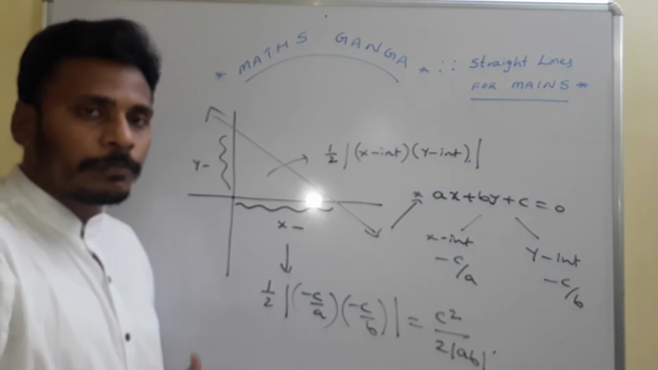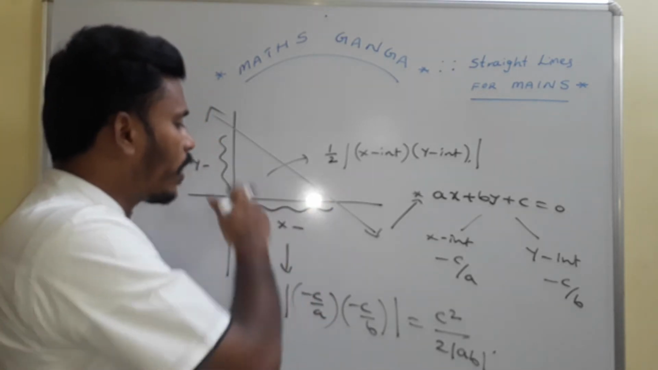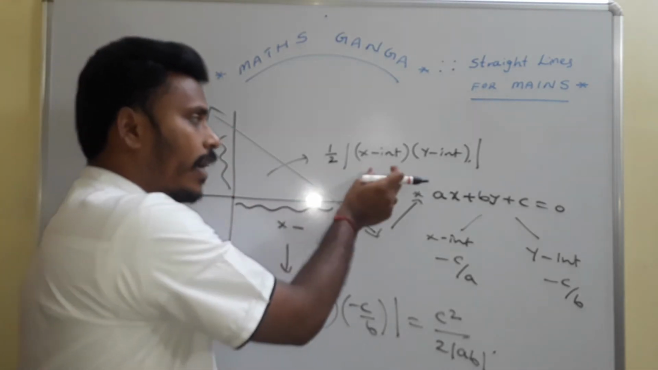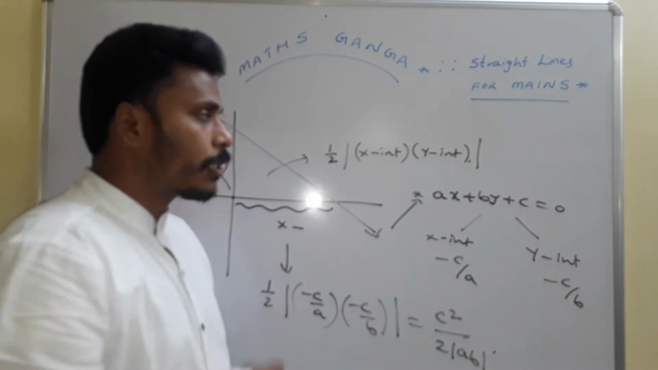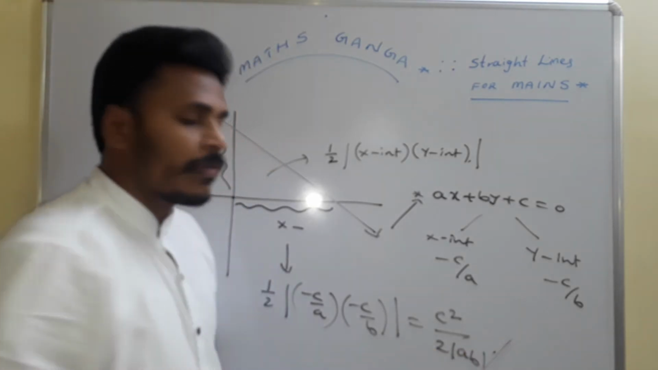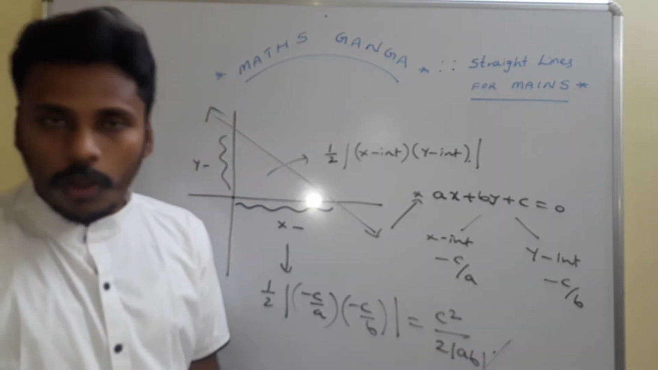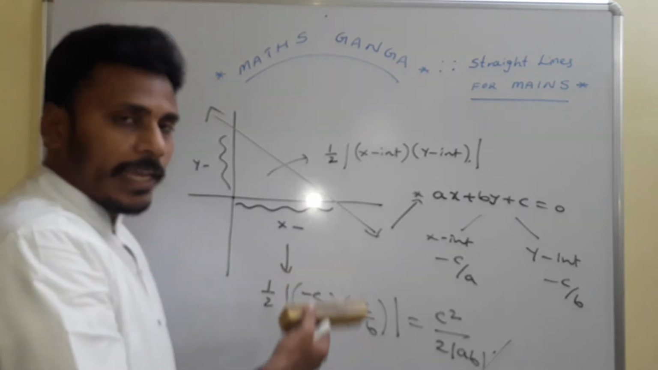So in general we say that the area of the triangle formed by the line with the coordinate axis is half mod x intercept into y intercept. In particular, if the line is ax plus by plus c equals to 0, then we say that the area is c square divided by 2 mod ab. And according to the line, we will calculate the area of the triangle.